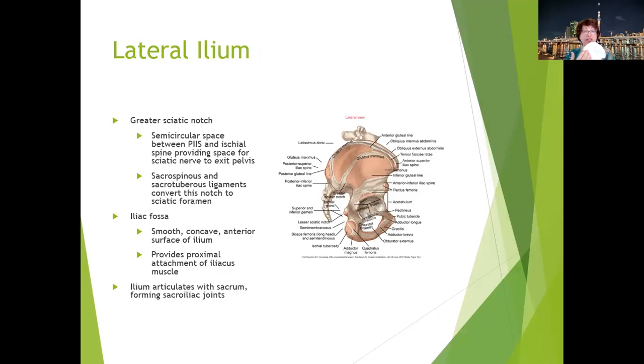The iliac fossa is the smooth concave anterior surface of the ilium. It provides proximal attachment of the iliacus muscle, which is part of one of our major hip flexors. The ilium articulates with the sacrum, forming the sacroiliac joints, and that joins the entirety of the pelvis. I have just one half of it here, so I don't have a sacrum, and I don't have the other half of the pelvis. In the mini skeleton lecture, I have the whole thing.